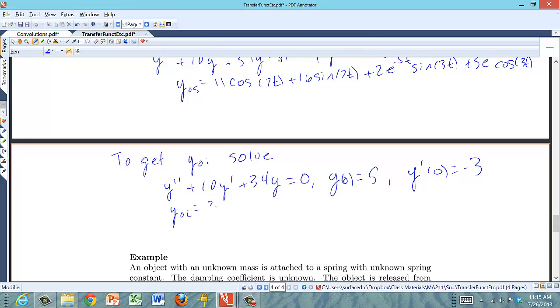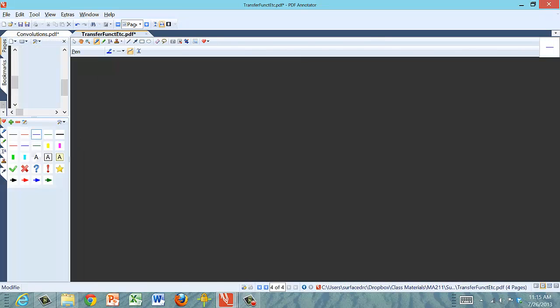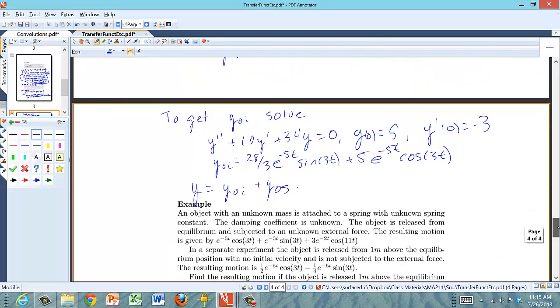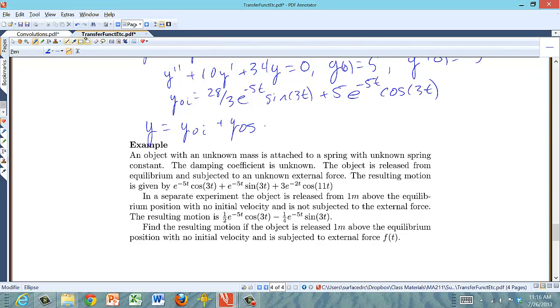And if you do that, you get 28 over 3 e to the minus 5t sine 3t plus 5 e to the minus 5t cosine 3t. And so the solution to the original problem is just the zero input response plus the zero state response, and that's it. Alright, let's do one more.